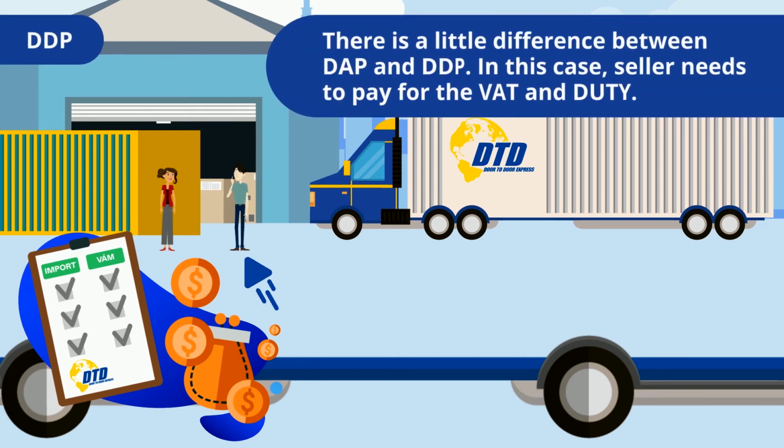DDP. There is little difference between DAP and DDP. In this case, the seller needs to pay for the VAT and duty.